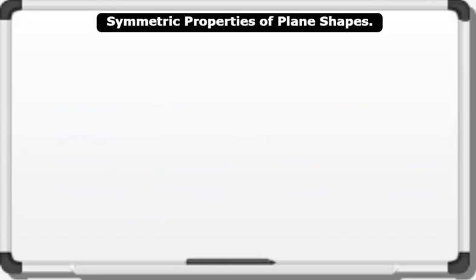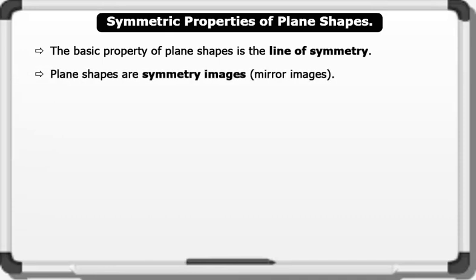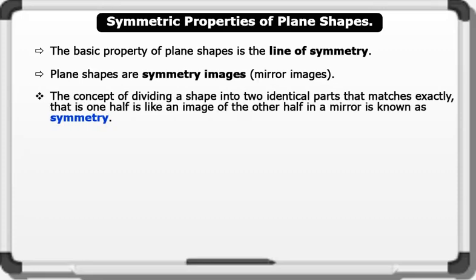Symmetric properties of plane shapes. The basic property of plane shapes is the line of symmetry. Plane shapes are symmetry images, that is, mirror images. In mathematics, the concept of dividing a shape into 2 identical parts that match exactly, that is, one half is like an image of the other half in a mirror, is known as symmetry. For instance, 1. The square.